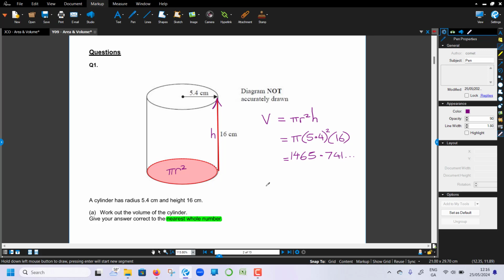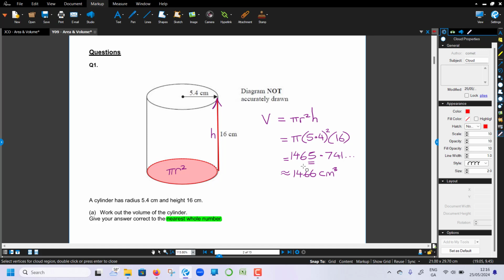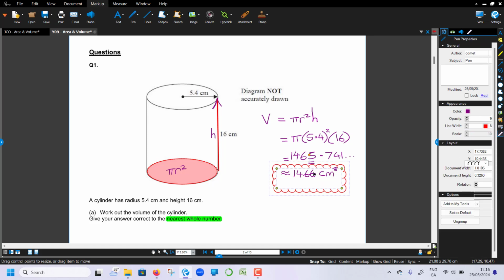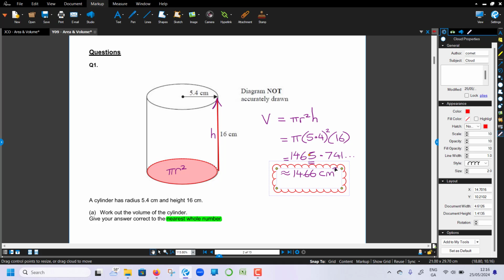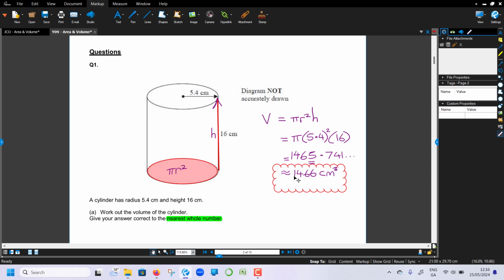1465.741 and we round to the nearest whole number, so it's approximately equal to, well, where's the whole number place value? It's here. Look to the right, it's 7, so that's going to round up. So it's 1466 centimeters cubed, and that's your answer. That is it. Boom.